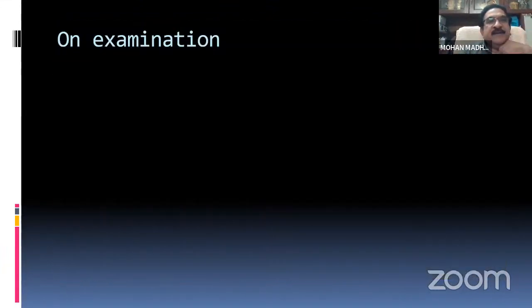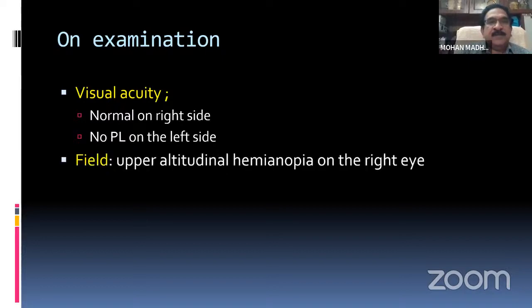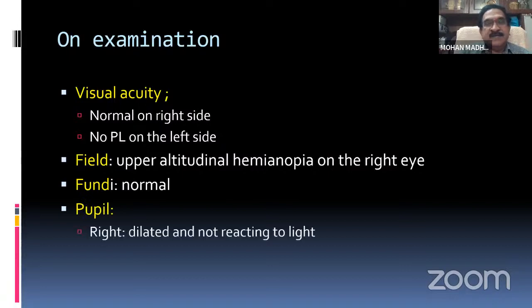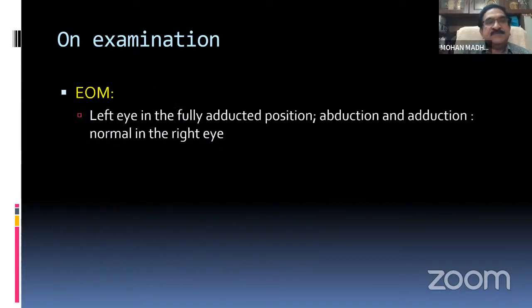So summarizing the findings: visual acuity is normal on the right side, no perception of light on the left side. Right upper altitudinal hemianopia on the right eye. Fundi normal bilaterally. Pupil right dilated, not reacting to light; left small but reacting well to light, no RAPD on the left eye. Extraocular movements: left eye in the fully adducted position, abduction and adduction normal on the right eye.